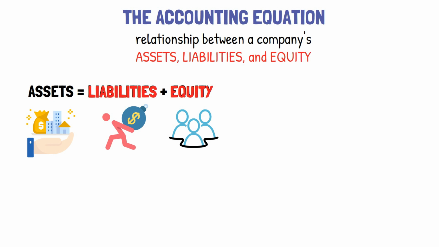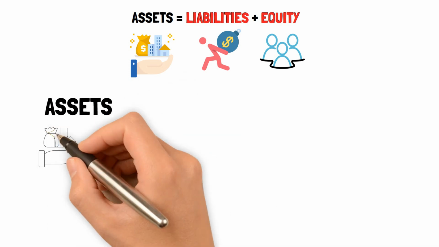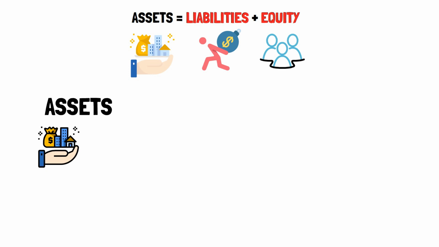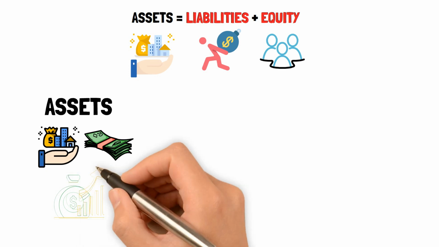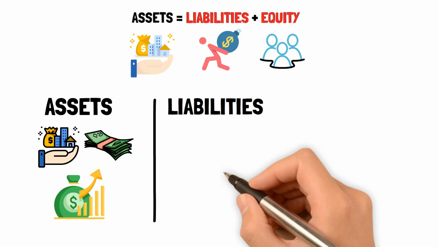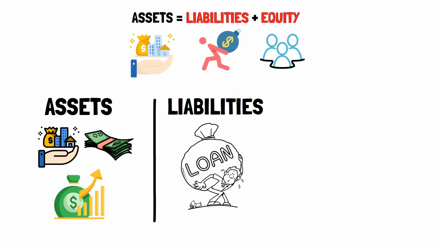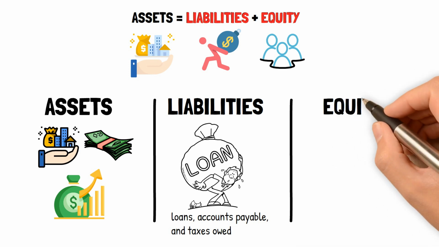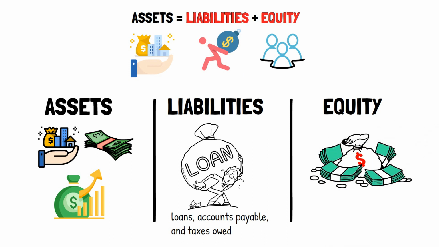Here is a brief explanation of each component of the accounting equation. Assets are resources or economic benefits that a company owns or controls and can provide future economic benefits. Assets can take various forms, such as cash, investments, inventory, property, and equipment. Liabilities represent a company's financial obligations or debts that must be paid or fulfilled in the future. Liabilities can take different forms, such as loans, accounts payable, and taxes owed. Equity represents the residual interest in a company's assets after deducting its liabilities. Equity can be broken down into standard, preferred, and retained earnings.